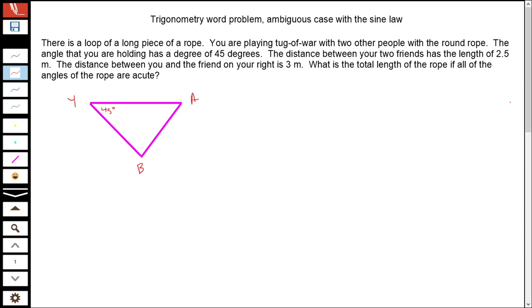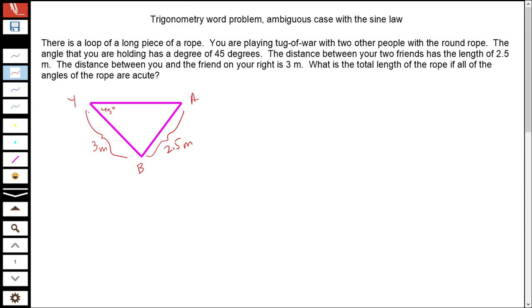The distance between your 2 friends is going to be 2.5 meters. So that's the distance between A and B. This distance is going to be 2.5 meters. The distance between you and the friend on the right, so it doesn't matter which friend, is going to be 3 meters. And it's asking for the total length of the rope, which means we have 2 of the lengths, we just need a 3rd one. Now, I know I drew the diagram in this way. However, you have to be careful that you could have 2 different possibilities when we're calculating for the angles.